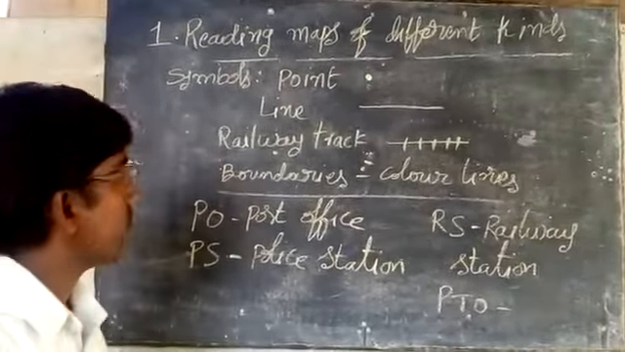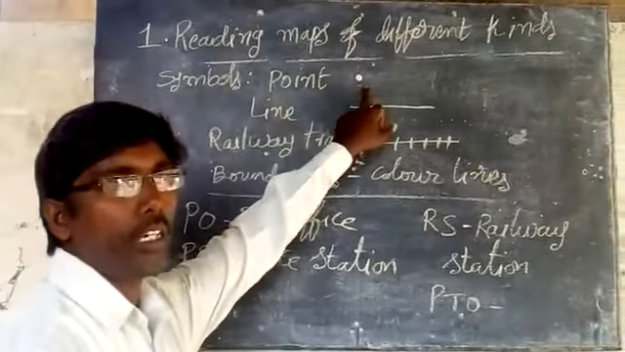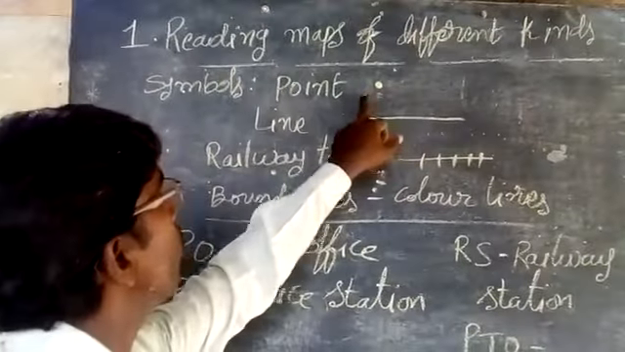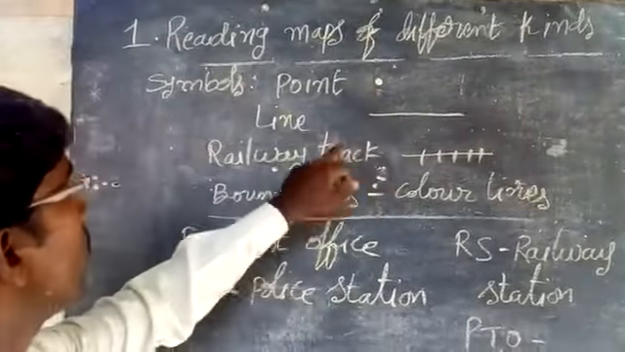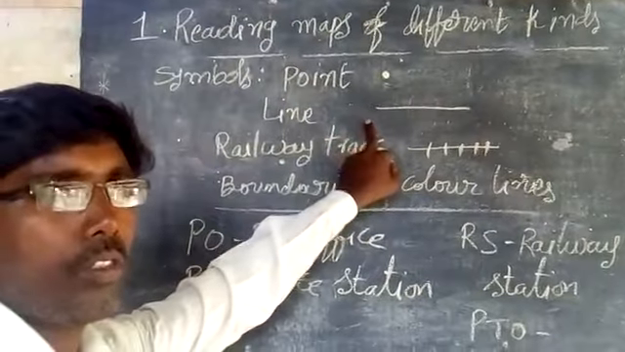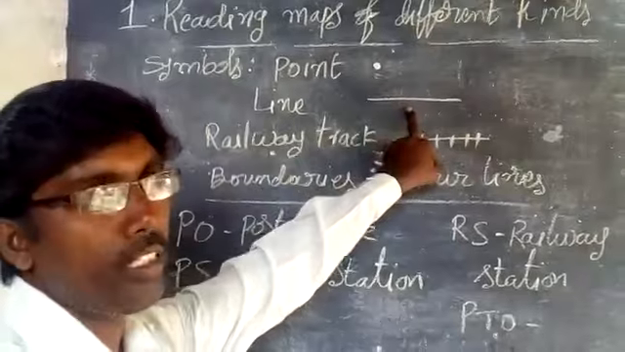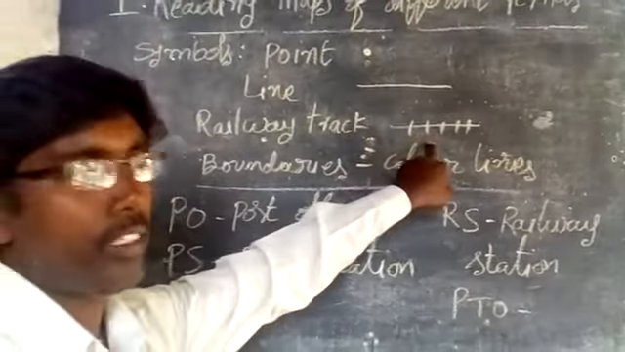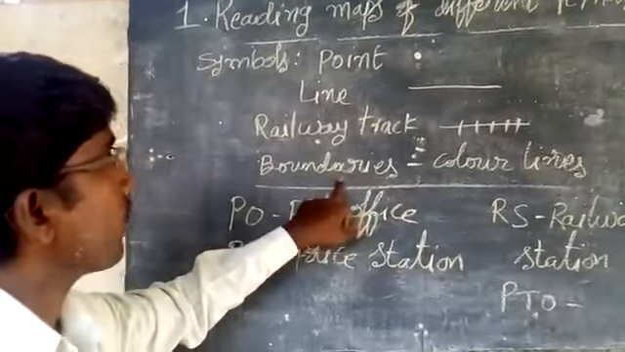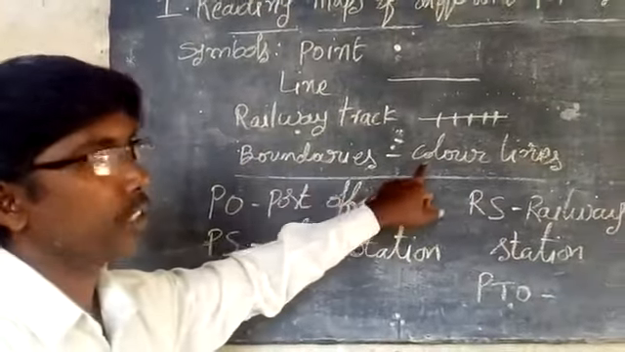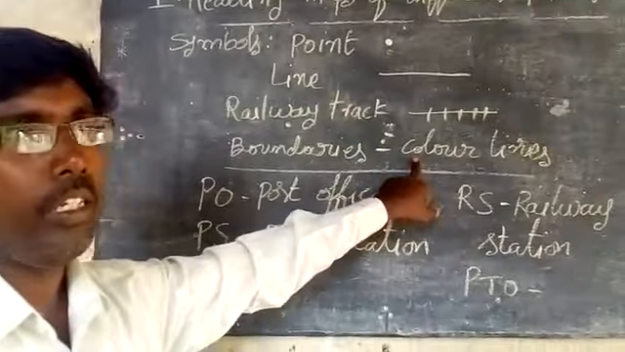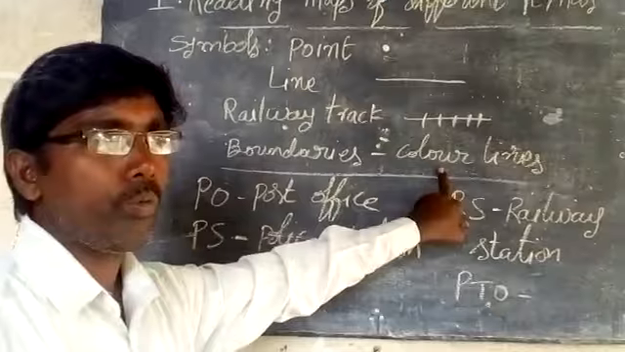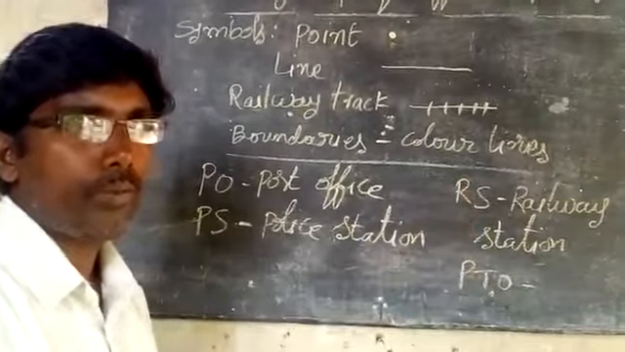Along with the symbols, to show the capital of a state or the capital of a country, we use the point symbol. To show the rivers, map makers use the line symbol. To show the railway track, they use the track symbol. To show the boundaries of a country or boundaries of a district or boundaries of a nation, different color lines are used.